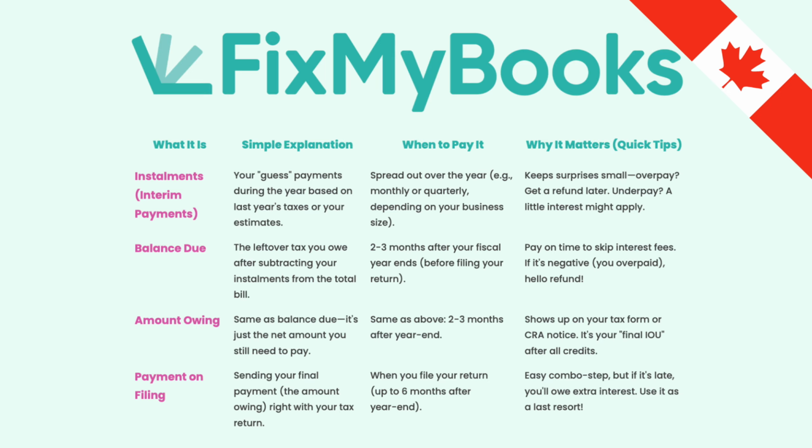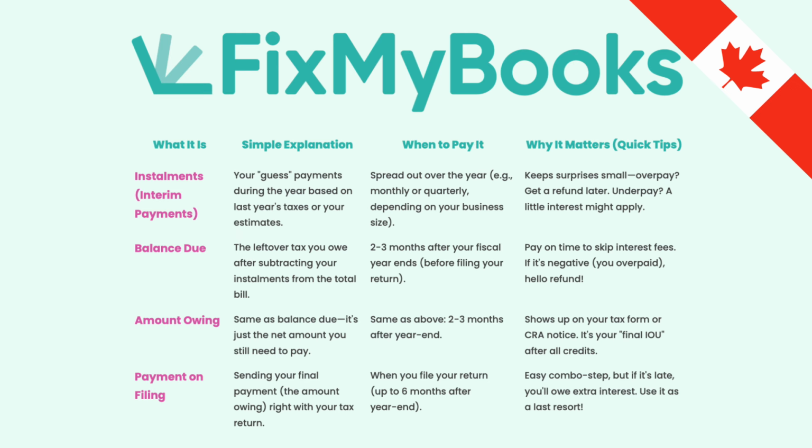But the difference between amount owing and balance due is that with amount owing, you will actually get the amount in your notice of assessment or notice of reassessment. So years later, after you file your tax return, if you get a notice of reassessment, you will be using the amount owing instead of balance due. So that's similar, but not exactly the same. If you get a notice of assessment or notice of reassessment, you'll use amount owing.